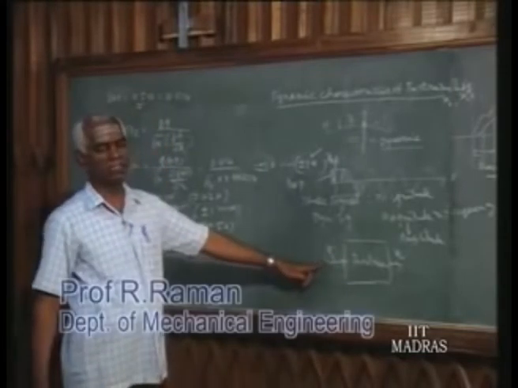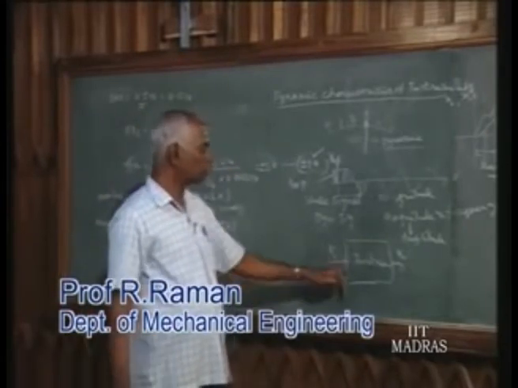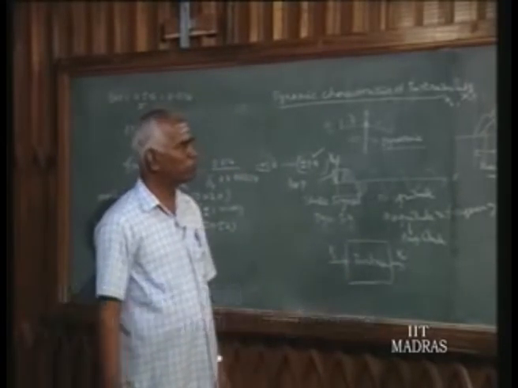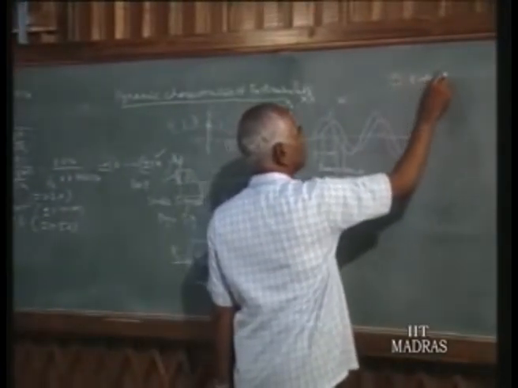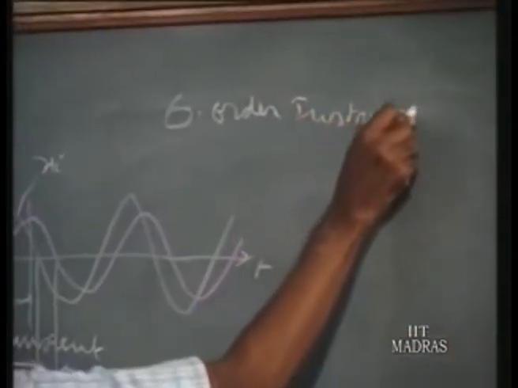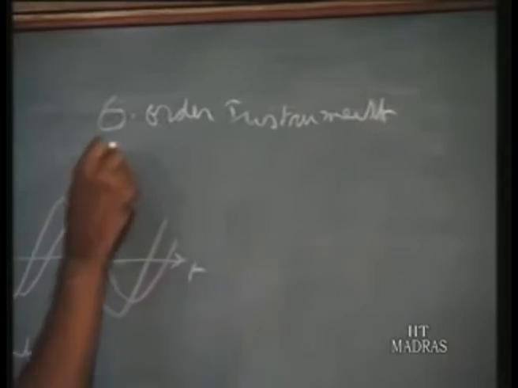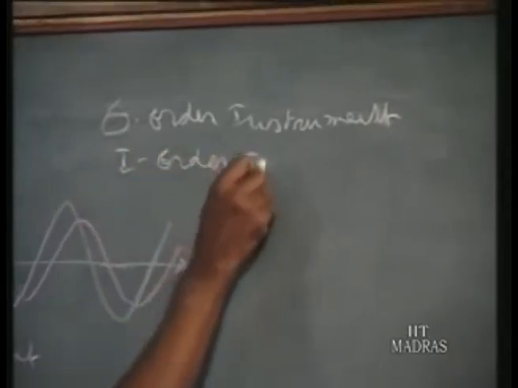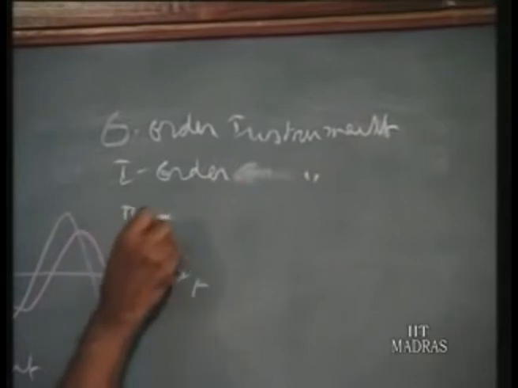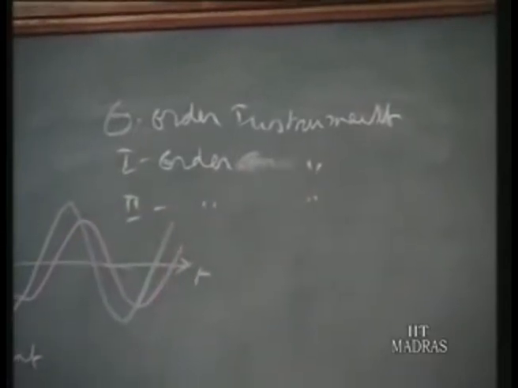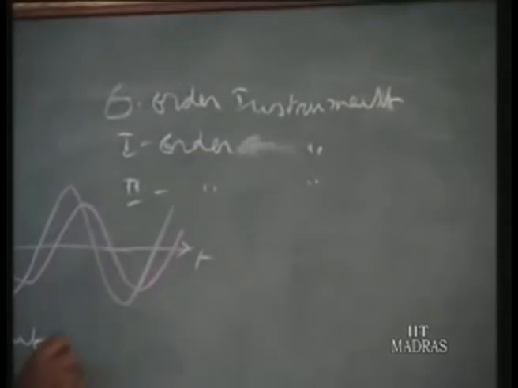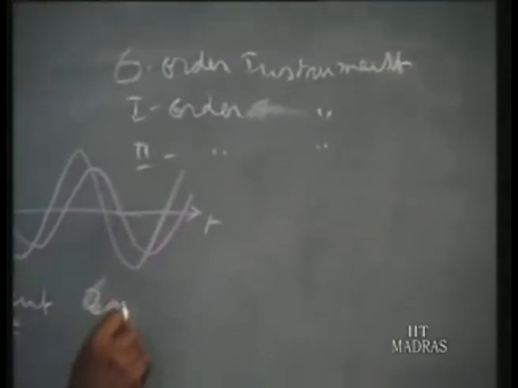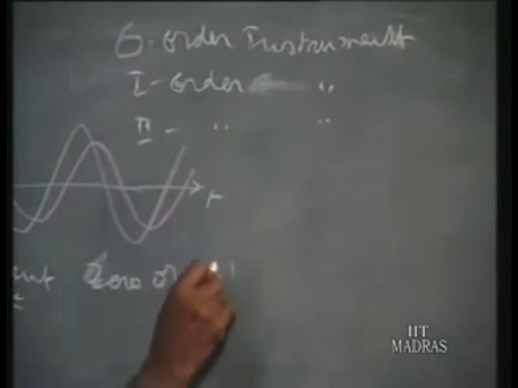Depending upon the response of the instrument, we have three types of instrument: zero order instrument, first order instrument, then second order instrument. So three types of instruments are there depending upon their response for the dynamic signal. First we will take the zero order system, zero order instrument.